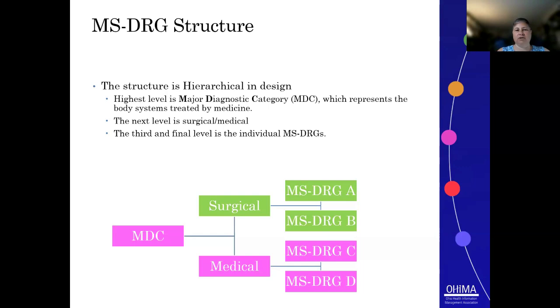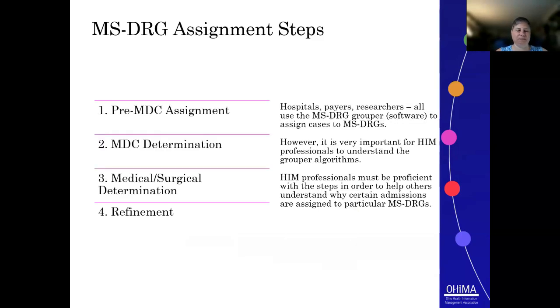The next level is surgical or medical. Did the case have a significant surgery or not? And the third and final level are the individual MS-DRGs. So we're going to talk about how we get from the MDC, or this big body system, all the way down to the individual DRG assigned to the admission. There are 4 steps in the assignment process, listed here on the left side of the screen: pre-MDC assignment, MDC determination, medical or surgical determination, and then refinement.